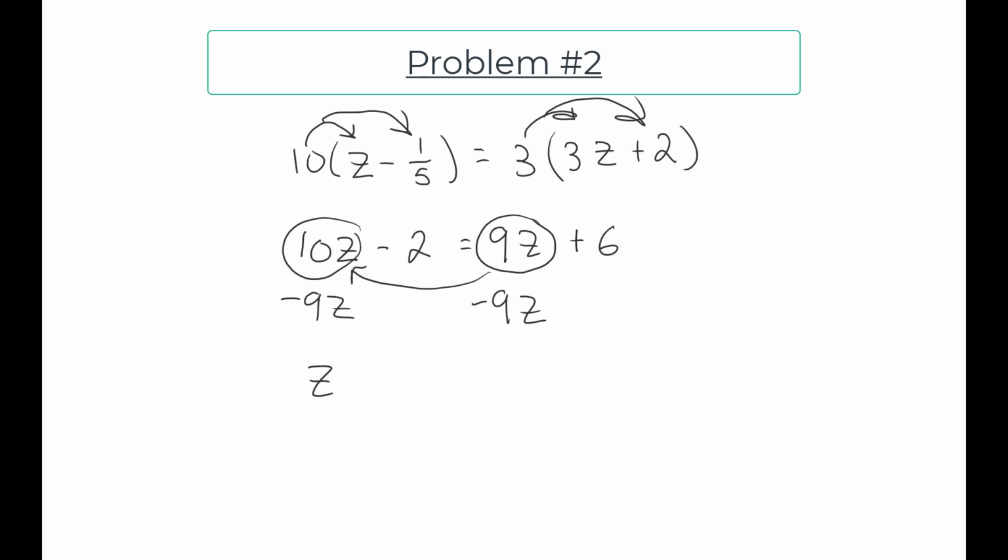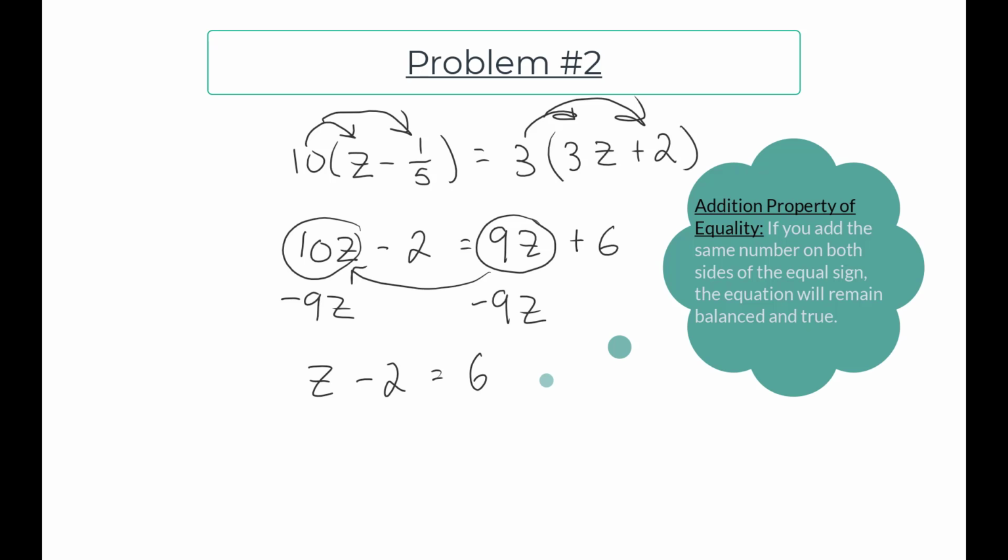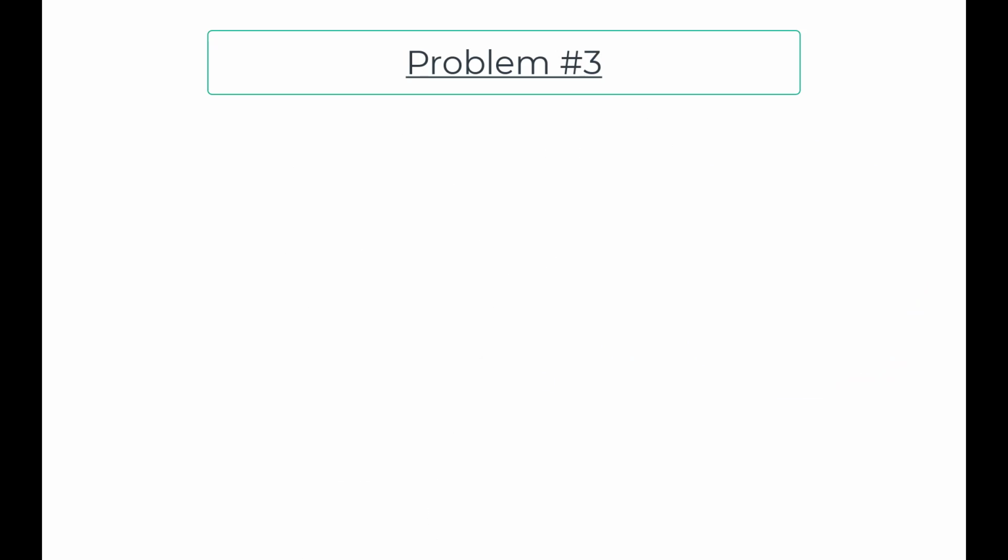And that's going to leave me with z, 10z minus 9z is just a single z, minus 2 is equal to 6. And then I'm going to use the addition property of equality by adding 2 on both sides to leave me with my final answer, z is equal to 8.